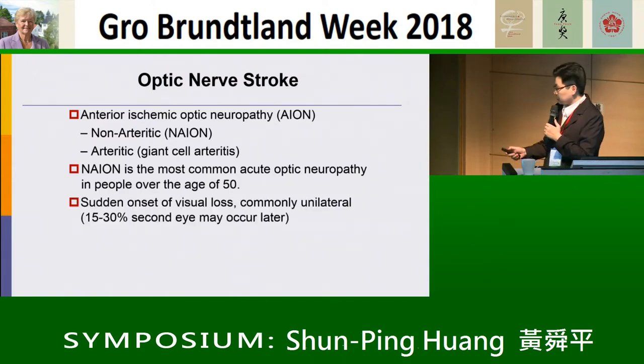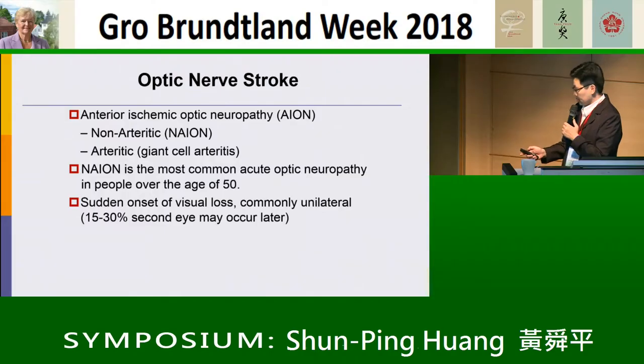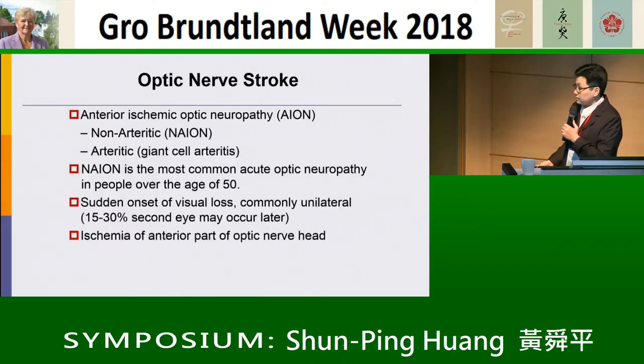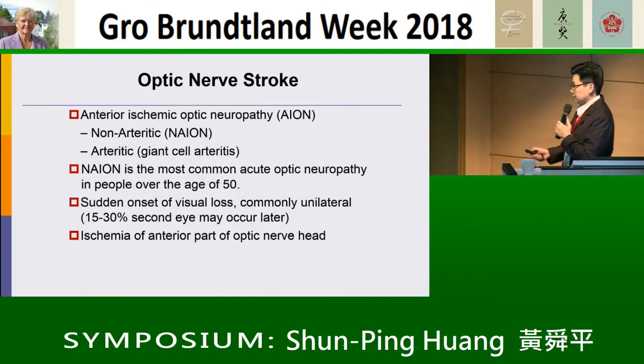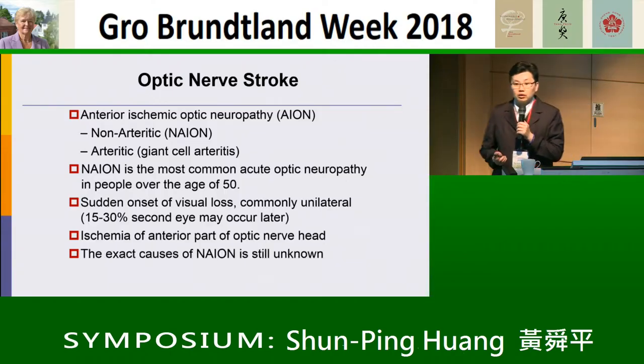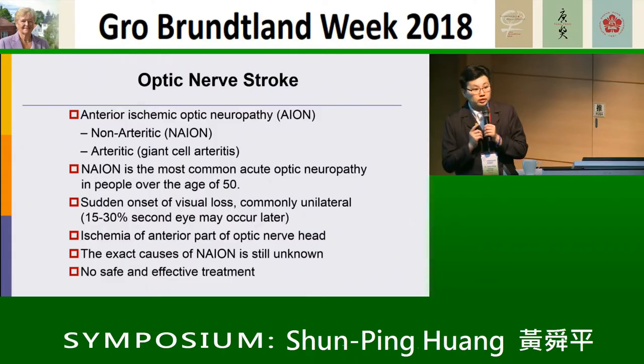Patients usually show sudden onset of visual loss, commonly unilateral, but unfortunately about 15% to 30% will have the second eye also affected by ischemia. The ischemia is actually the result, not the cause. Exactly what causes NAION is unknown, and until now there is still no safe, effective treatment. The optic nerve damage could be permanent and irreversible.